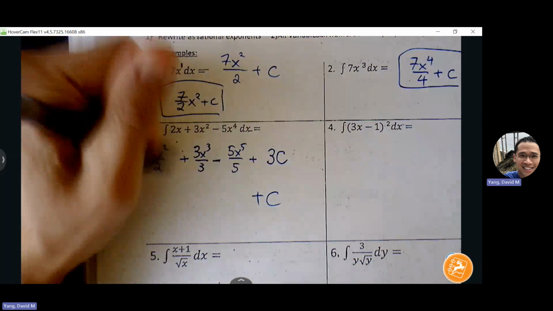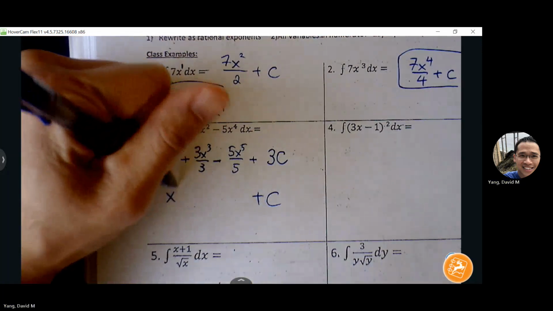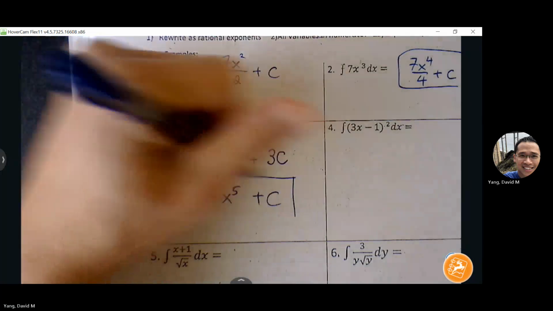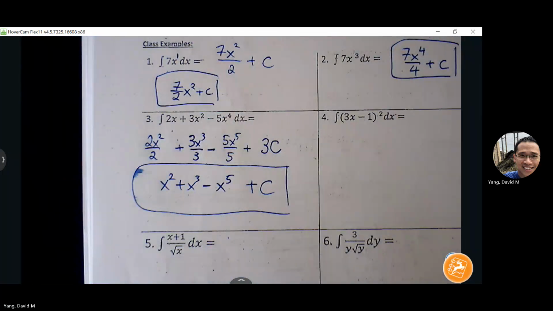Okay, some cleanup though. The 2s, 3s, and 5s can cancel out. That's right. You're always going to have a plus 1c.